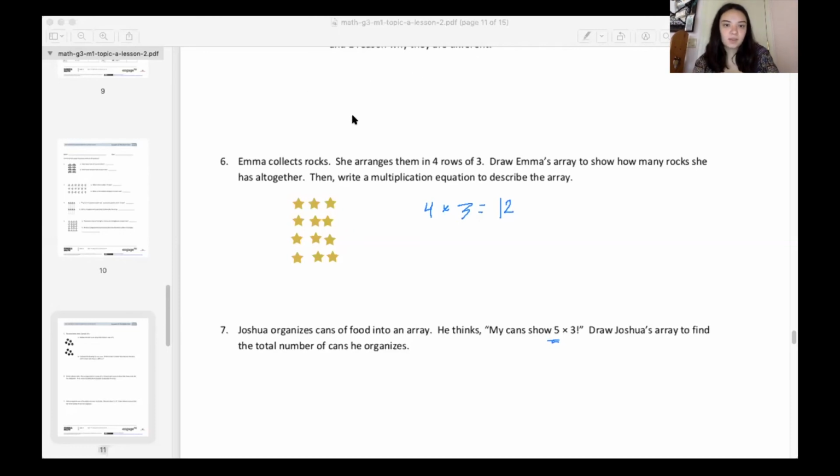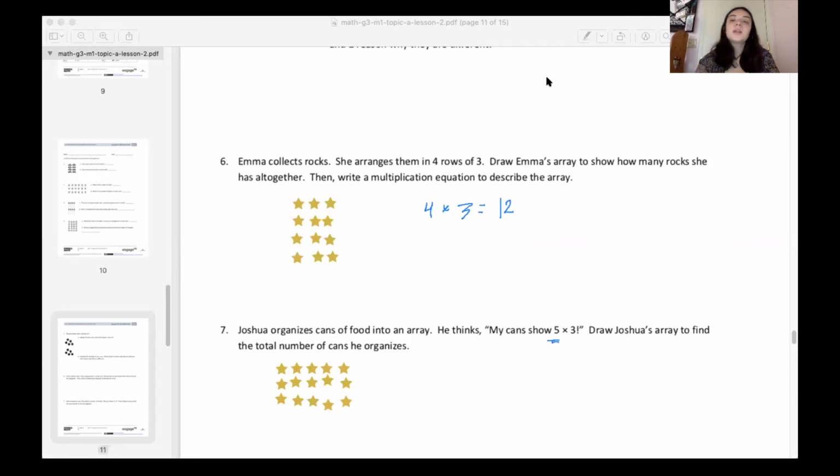So again, I'm going to grab my stamp here and use stars. So we have 5 groups of 3. So it should look like this. 5 groups with 3 stars in each. Does that show 5 times 3, which equals 15? So you should have 15 stars total. 5, 10, 15. We have 5 groups, 1, 2, 3, 4, 5. And I have 3 stars in each.